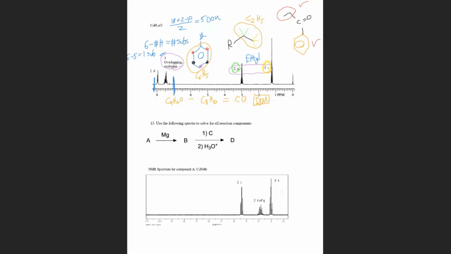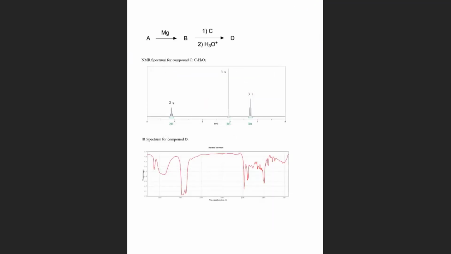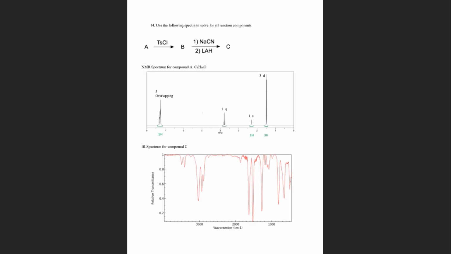We're going to skip this next problem. Y'all can do this on your own. This has a high emphasis on NMR and then a little bit of IR mixed in. Because we have 20 minutes left, so I think we can do number 14, and then maybe one of the last ones, and then we'll be done. So number 14 says, use the following spectra to solve for all reaction components. So really it just is NMR again.